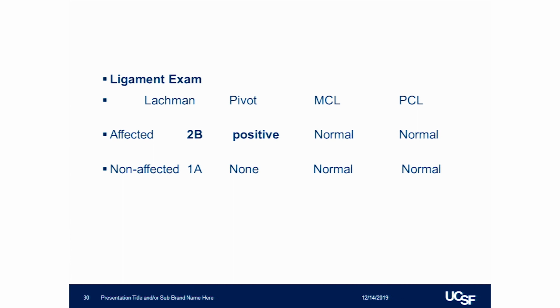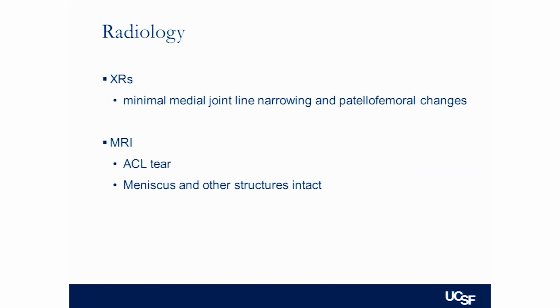So no surprises here when we look at her x-rays. She's got a decent looking knee, some narrowing, something you'd totally expect for a 63-year-old, of course. But she has an ACL tear, and the MRI shows us that the meniscus and the other structures are intact.